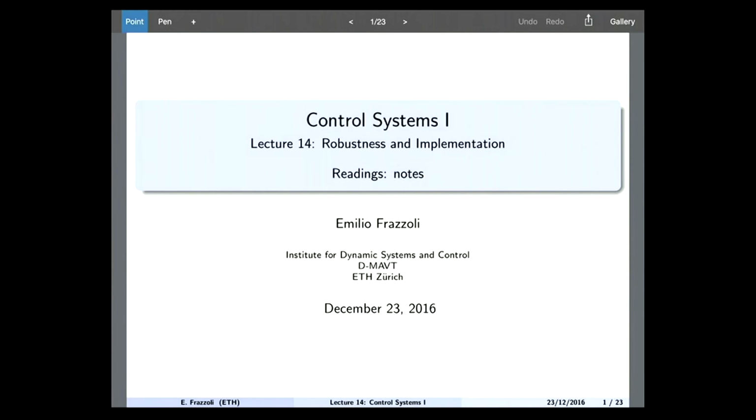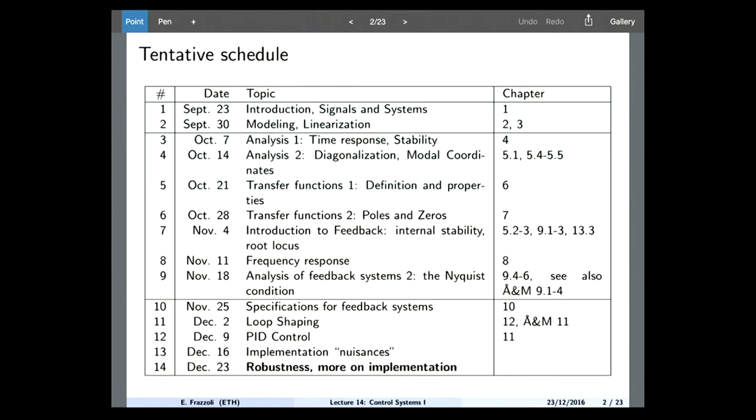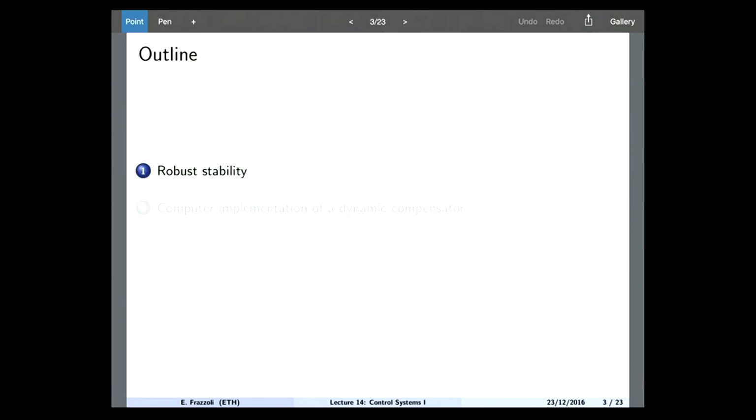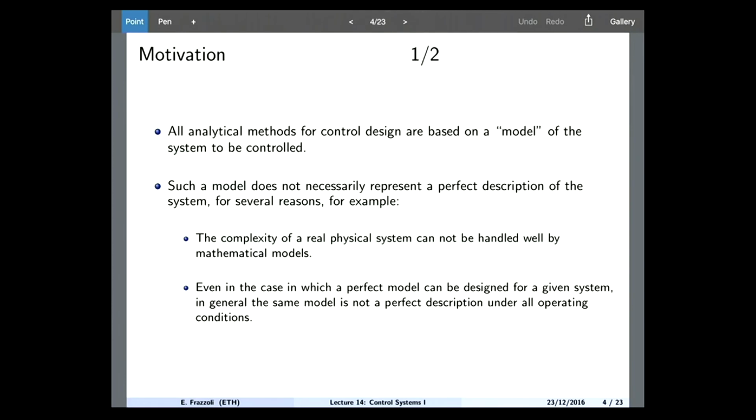This is material from last year's lecture, but it's the same for this year. Essentially what I wanted to do in the last lecture is to talk about two things. One is this idea of robustness, and the other one is how do you actually implement these things in real life. So where do you get an integrator? Where do you buy an integrator? How do you make one?